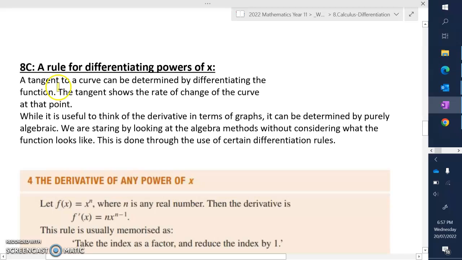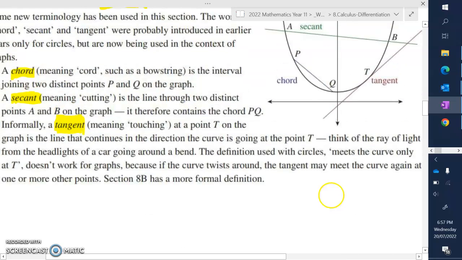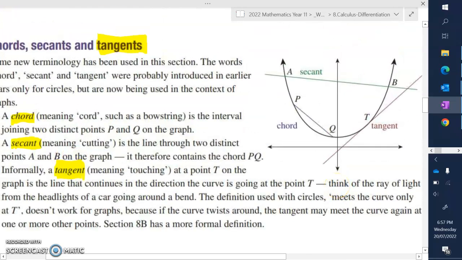Okay, so it says here, a tangent to a curve can be determined by differentiating the function. So we are going to have a function, which we're going to call f of x, like we normally did. We're going to differentiate it, and then we're going to get a tangent to that curve. If you need to, you can jump back up to here. So we have a parabola here, and we have a tangent to that parabola.